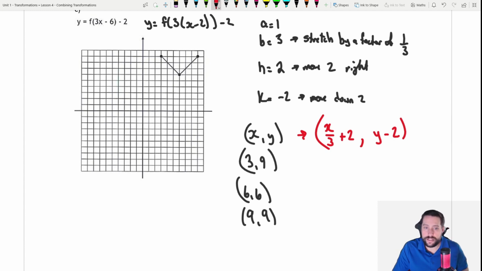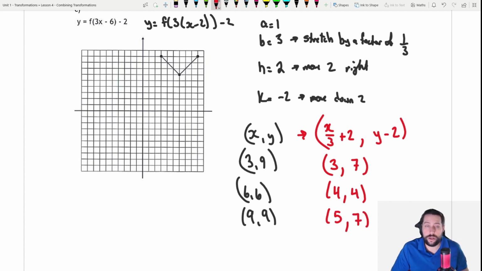Okay, so instead of it being at 3, we're going to go 3 divided by 3, which is 1. 1 plus 2 is going to be, well, oddly enough, back at 3. So we have 3 and then y minus 2, so it's going to be 3 and 7. So 6 divided by 3 is 2, plus 2 is 4. Okay, so it's going to be 4 and 4. And then for the 9 and 9, 9 divided by 3 is 3, plus 2 is 5. So this is going to be 5 and 7 again.